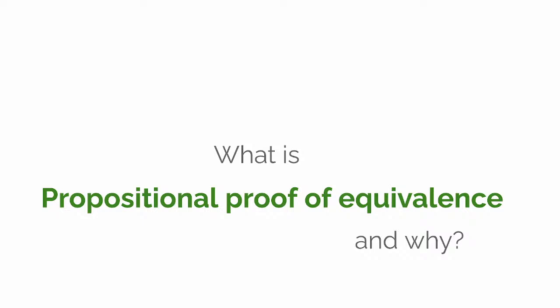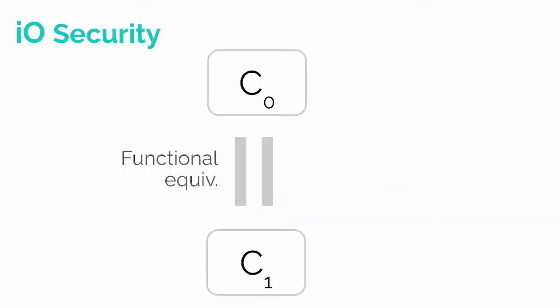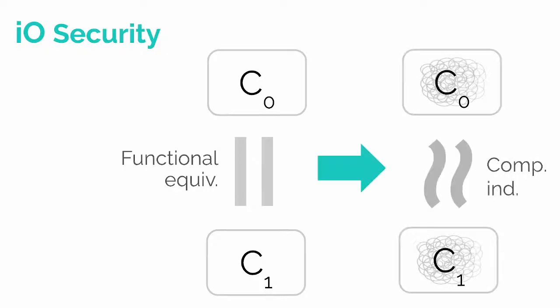Obviously, this EF proof is going to play an important role in this talk. I know Zheng Zhong already talked about the motivation, but let me just say it again in my own words. Normal I/O security is: if you have two circuits that are functionally equivalent, then their obfuscated versions are computationally indistinguishable.